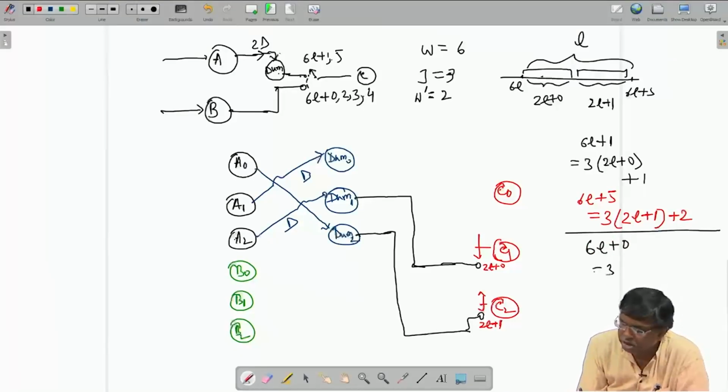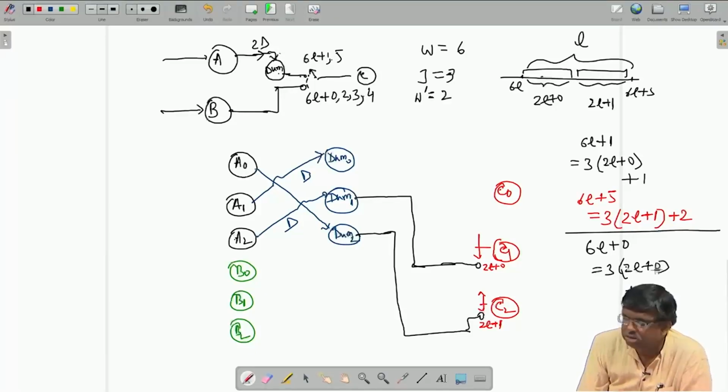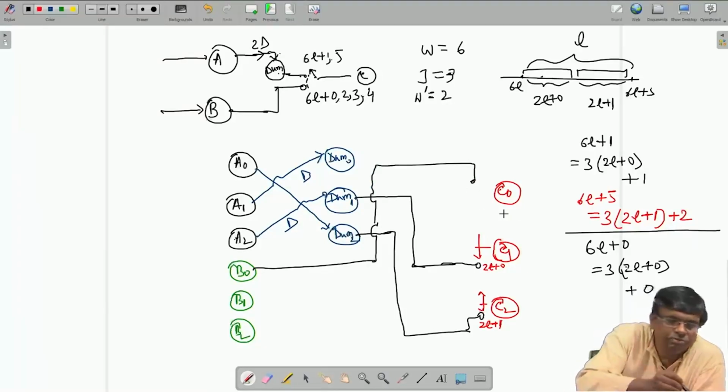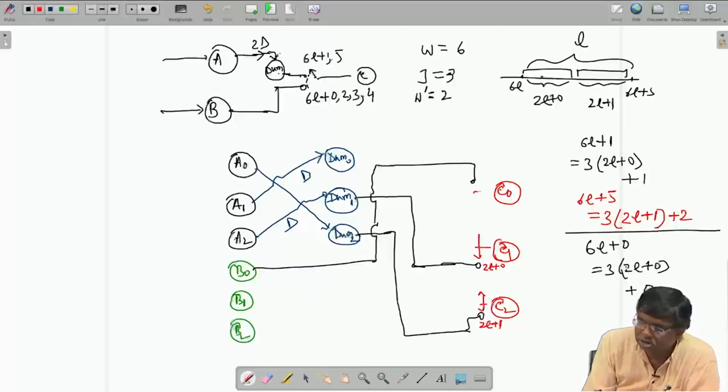6L plus 0, take 3 out, 2L plus 0 plus 0, right. So, 12 plus 0, B0 goes to C0. So, B0 will go to C0 at 12 plus 0. So, C0 has a switch, this side is at 12 plus 0.